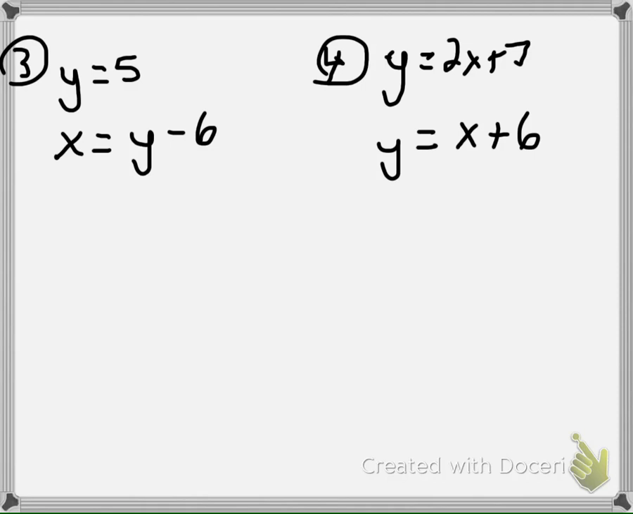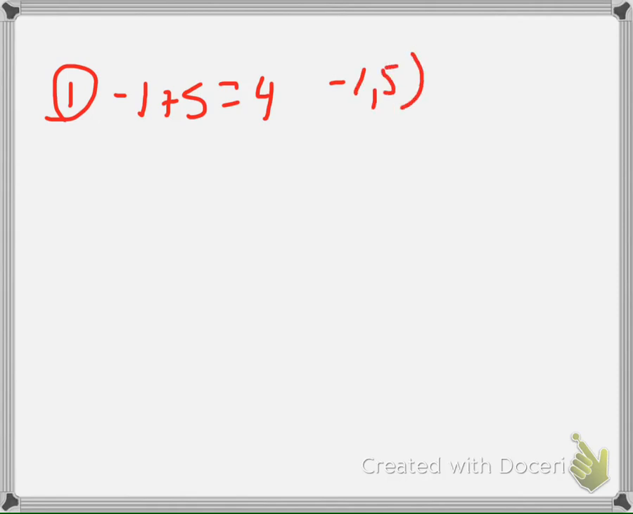I want you to go ahead and pause the video now, do all four, and then turn it back on and check your answers. Okay, so to check, on the first one, negative 1 plus 5 equals 4. That is true. And then on the next one, x equals negative 1. Well, yes, because in (-1, 5), the x is definitely equal to negative 1. So for number 1, it's true, (-1, 5) was a solution to both.